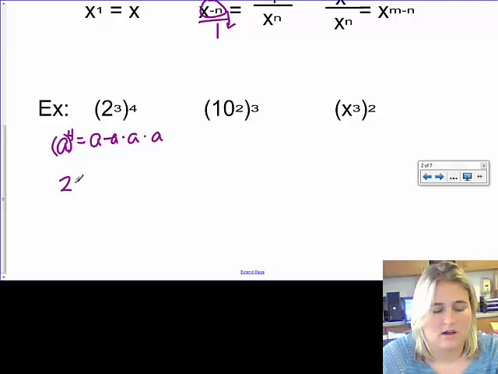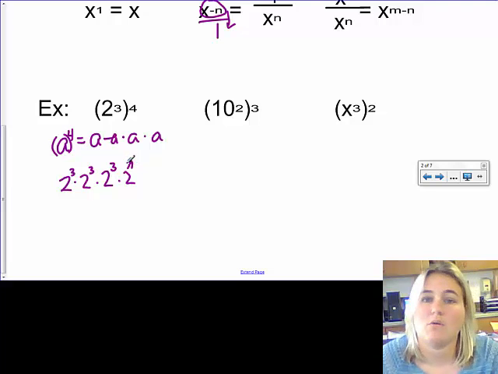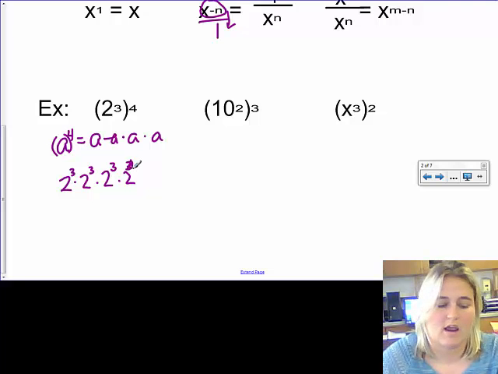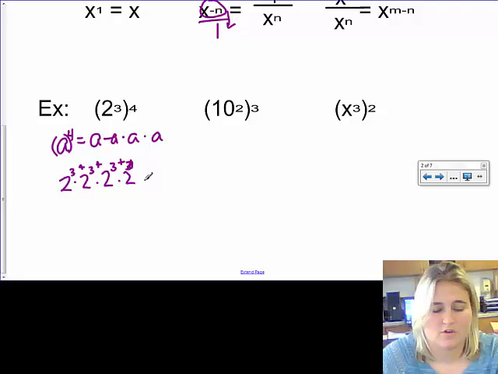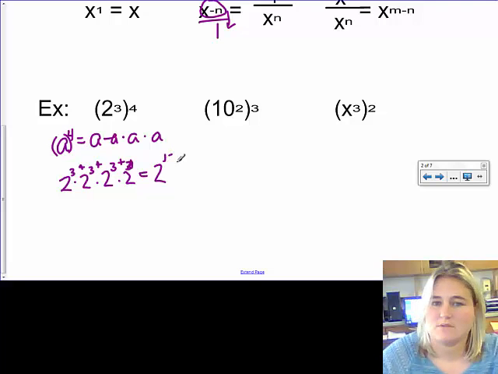So I have 2 to the third times 2 to the third times 2 to the third times 2 to the third. Whenever I write it like this, you already know a rule. You already know a rule that it's going to get you the answer, right? Because I'm multiplying by the same base, and when I do that, I can say that I'm going to add the exponents, which would mean that I would have 2, and then 3 plus 3 plus 3 plus 3 gives me 12.